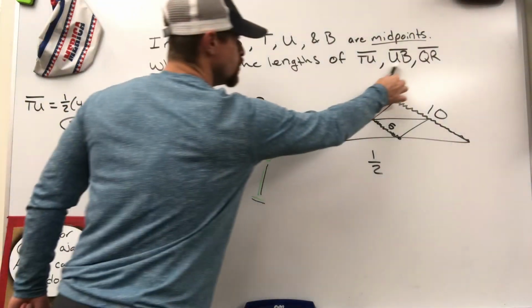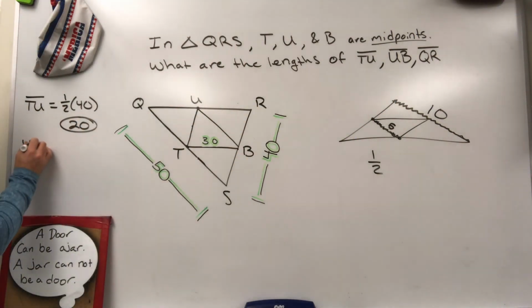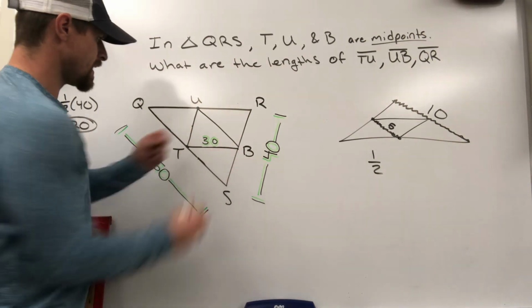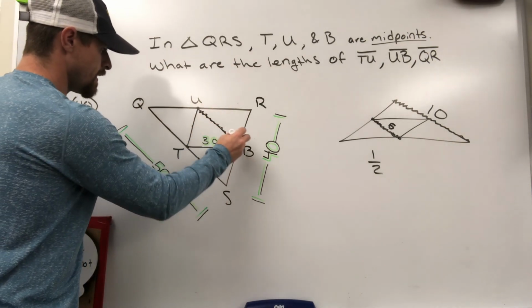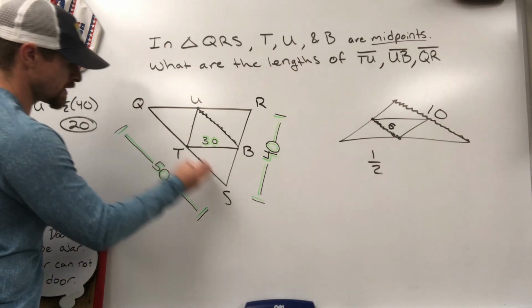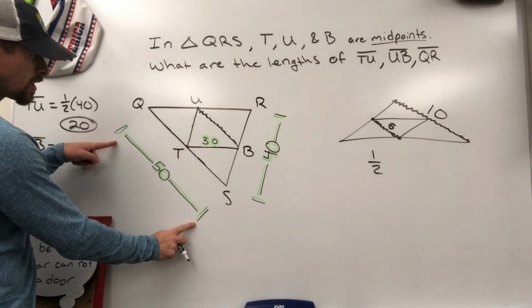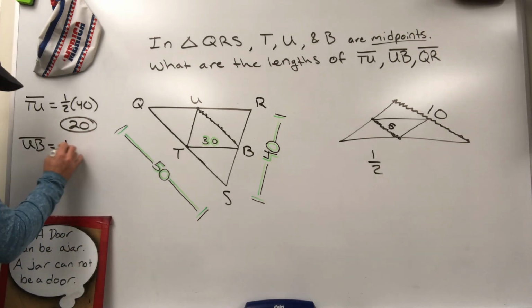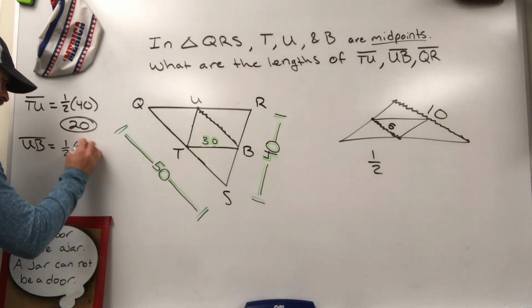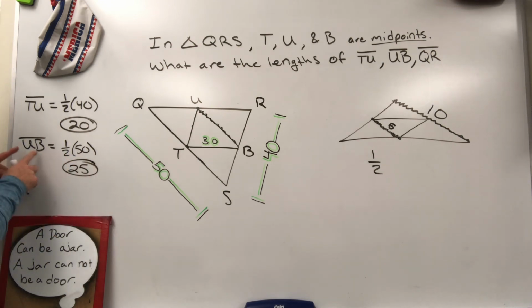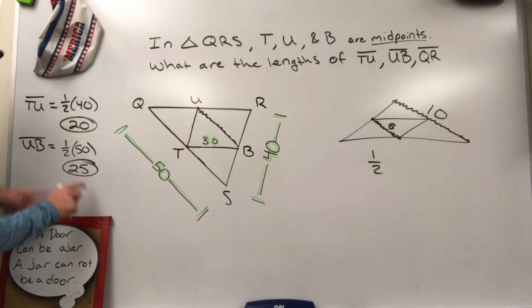Next question was UB, so we're trying to find segment UB's length. UB is U to B, that's this line right there. And it's parallel with QS. They're telling us QS is 50 units long. So we take 1/2, multiply it by 50, and that gives us 25 units for UB. Line segment UB is 25 units long.